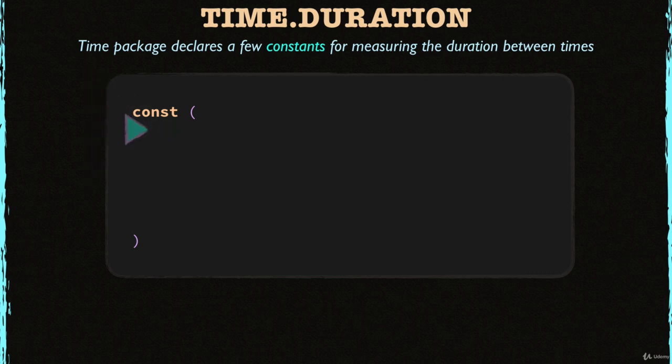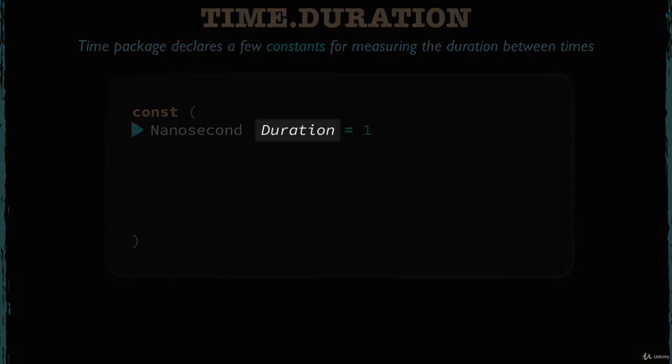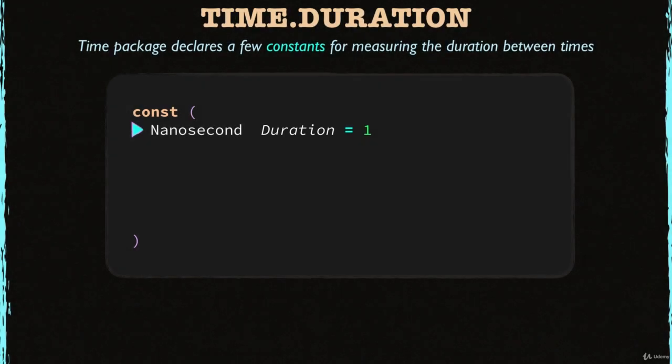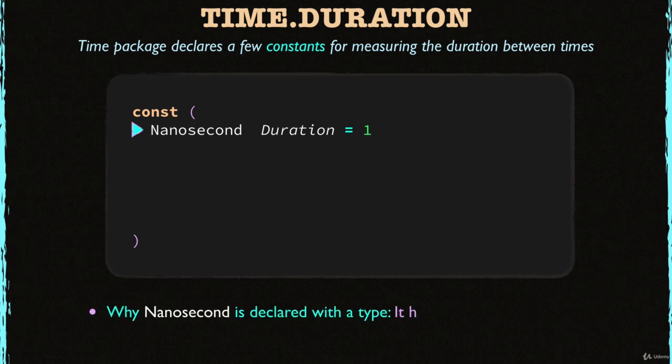Here's the first constant declaration. Nanosecond is declared using the duration type. It's been declared as the smallest unit of time. It represents 1 nanosecond. So why has it been declared as a typed constant instead of a typeless constant? The main reason is declaring methods on the duration type. The other reason is type safety.